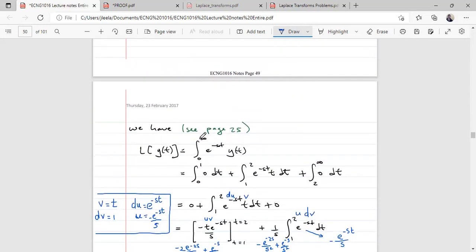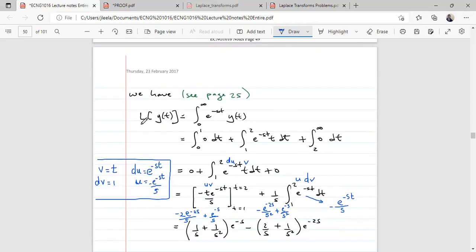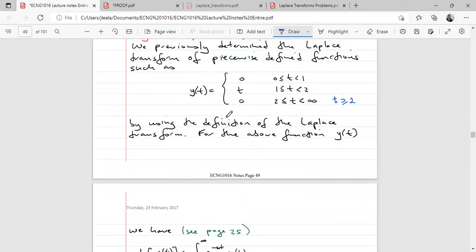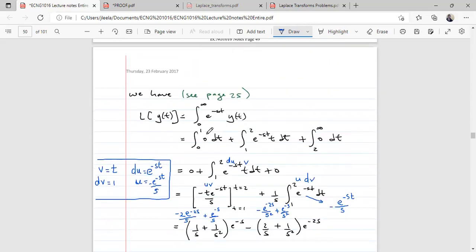Right? So let's look at this here now. Recall from page 25, we had the Laplace, the integral between infinity and 0, e to the minus st y t, right? So we're breaking up this function into the 3 pieces, right? It's 0 between 1 and 0, it's t between 1 and 2, and it's 0 between infinity and 2. So you're breaking it up, the integral between 1 and 0, between 2 and 1, and between infinity and 2, right? So here now, you'll have 0 because you're multiplying e to the minus st by 0.